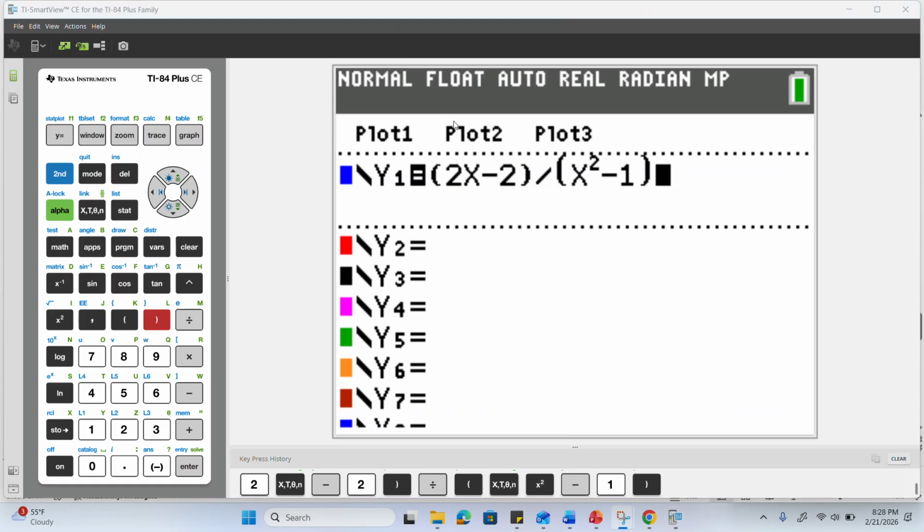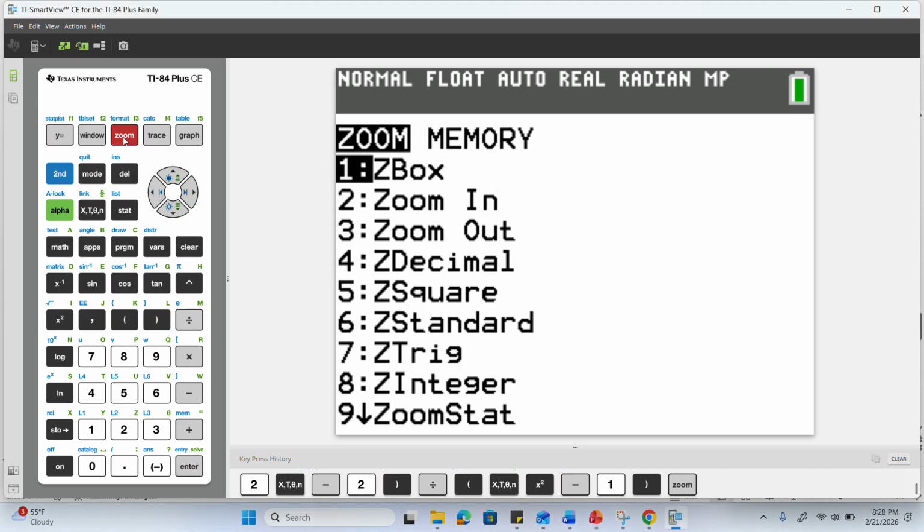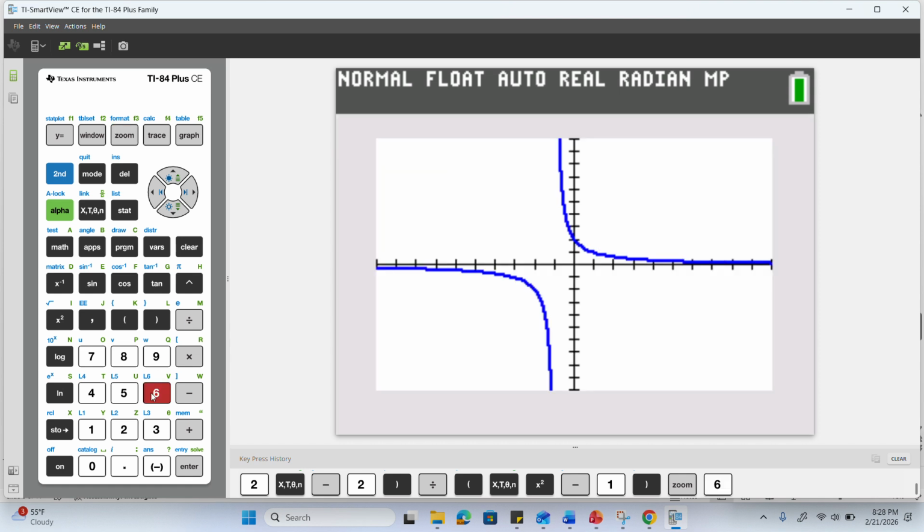Now I'm jumping over here to my calculator. I already have it typed in, my y equals, and I'm just going to do mine on a standard zoom, which is just your 10 by 10 window. Now if we look at this, we should be able to see everything we've outlined and get an idea of how this does.